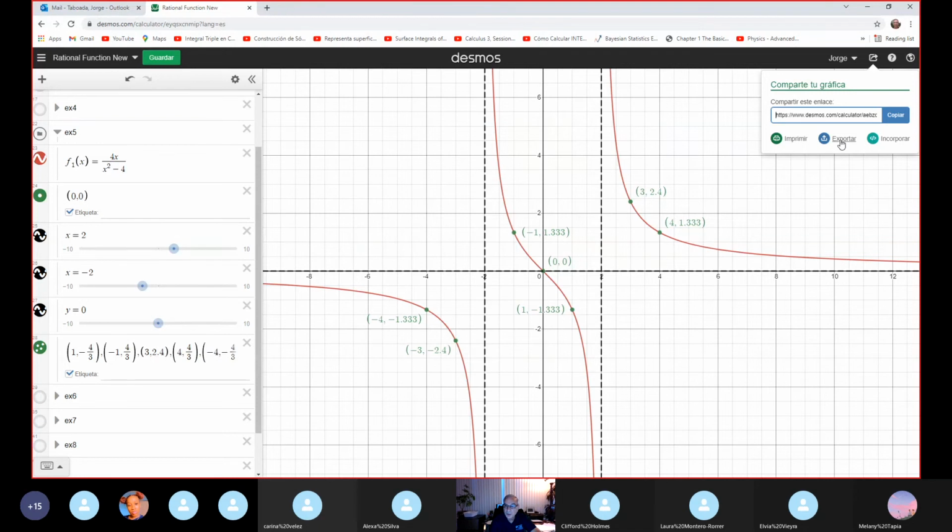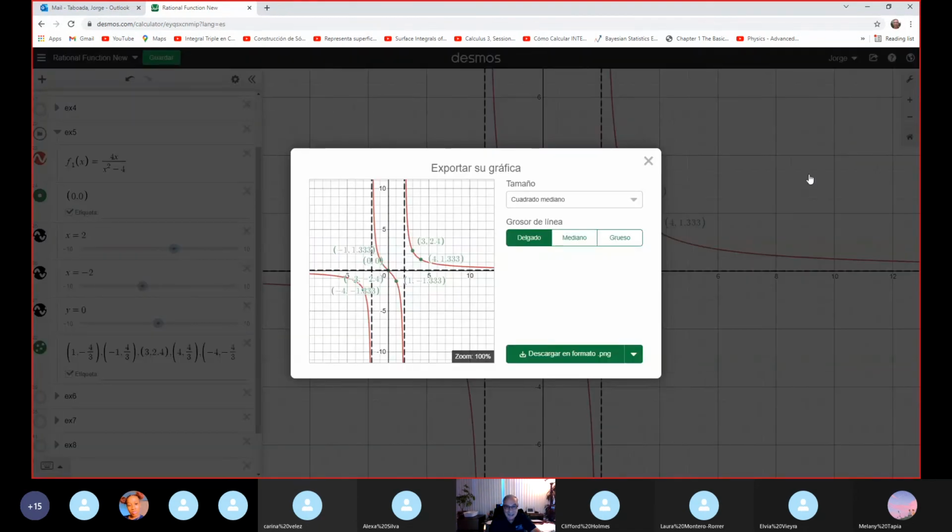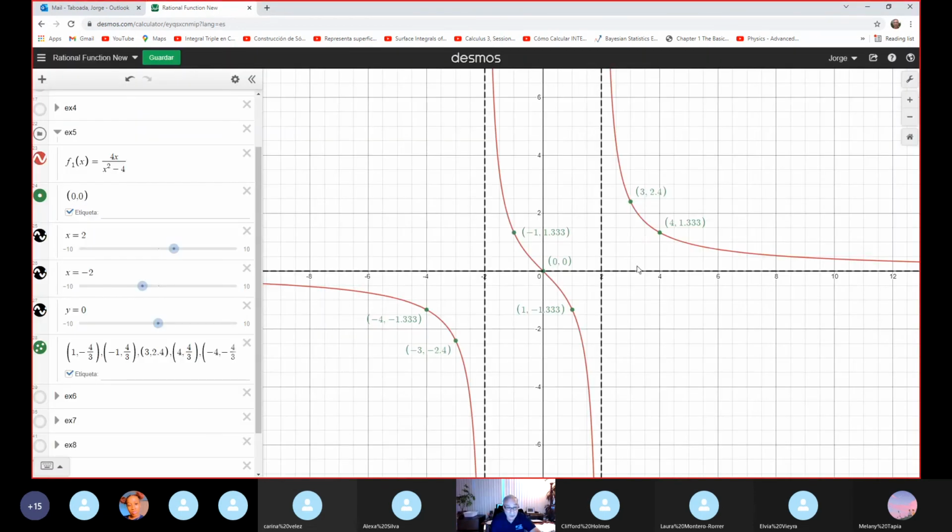Now, at the moment you want to send me the graph for the test, you click here and export like an image. Download in PNG format, which is the format that everyone understands very well. You download it. I'm supposed to explain this only one time.